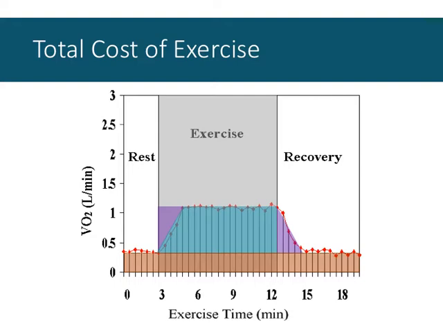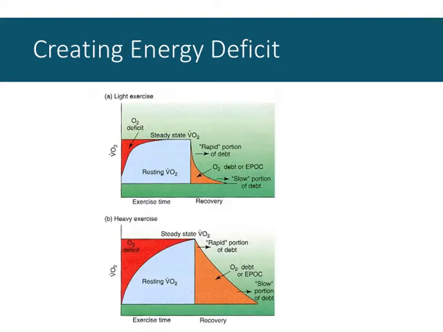So what does it look like if we affect exercise? The example that we just looked at is probably best represented by this top figure. It's a light type of exercise. Small excess post-exercise oxygen consumption and recovery. And if we increase the intensity of exercise, there's a proportional increase in the energy expended. That sort of is logical. If you do more work, the energetic cost goes up.